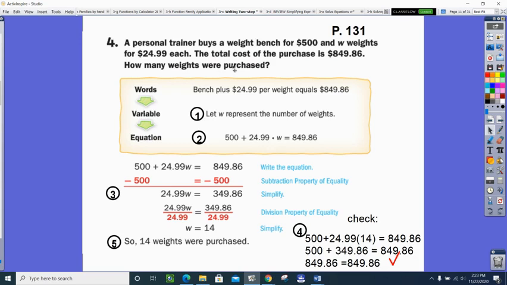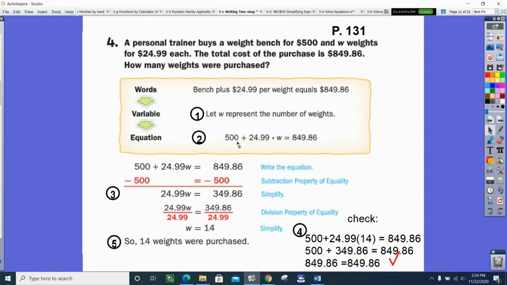That's our unknown. That's the variable. And they told us to use W. So, W represents the number of weights, not the cost. They told us the cost, but how many did we buy? So we bought one weight bench for $500 plus some number of weights that were $24.99. And remember that number should go in front of the variable. It's called the coefficient. It goes in front.